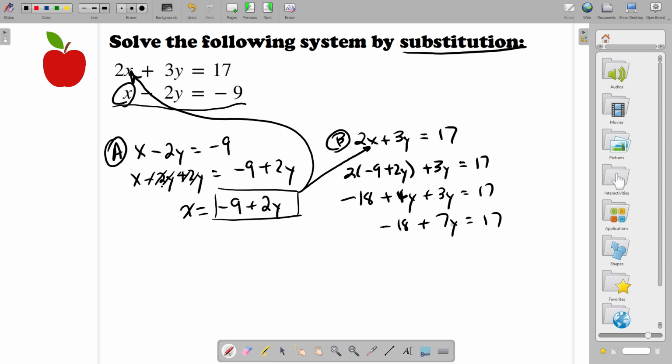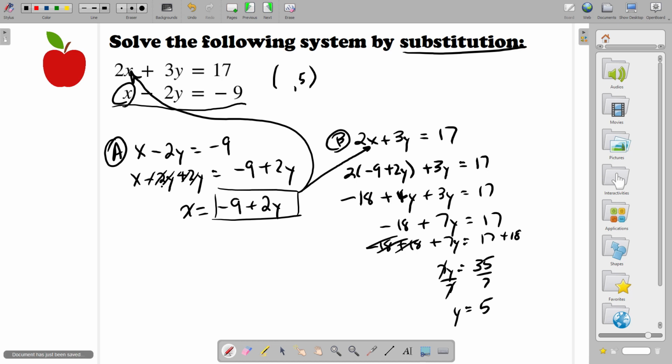We're solving for y, so I need to add 18 and add 18. Here the 18s add out, I get 7y. 17 and 18 is 35. Divide by 7, divide by 7. Y equals 5. This means that the y coordinate of the solution is 5.